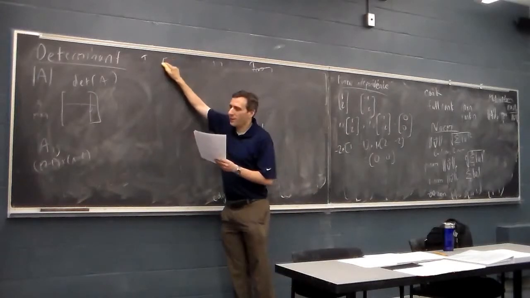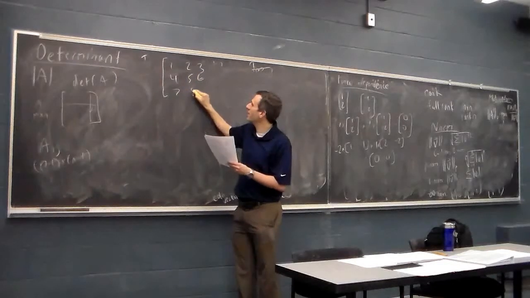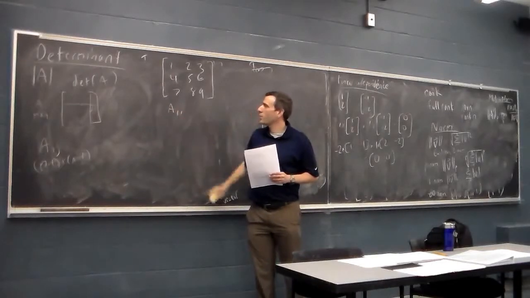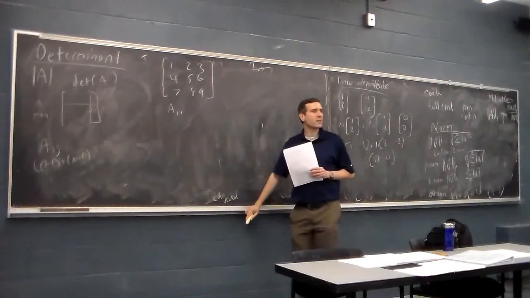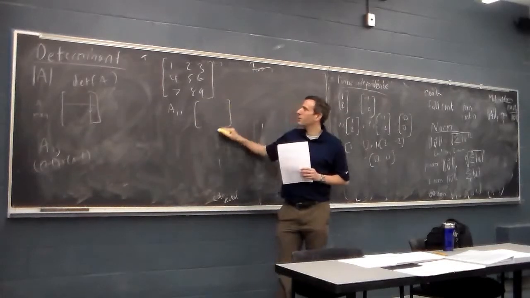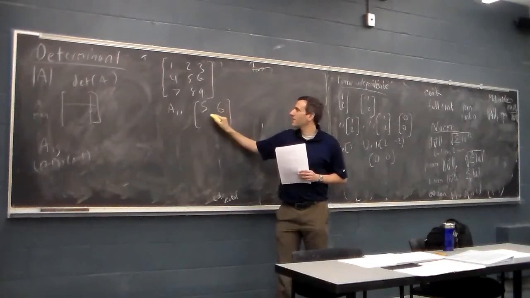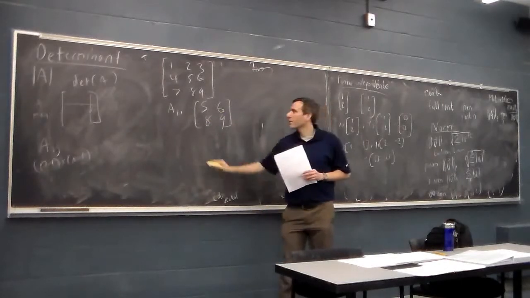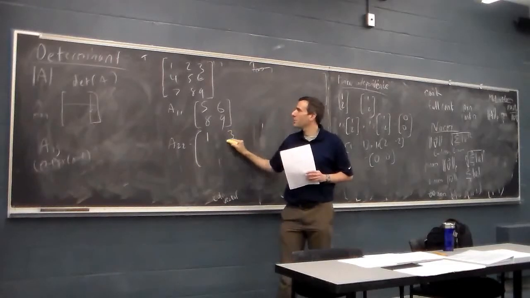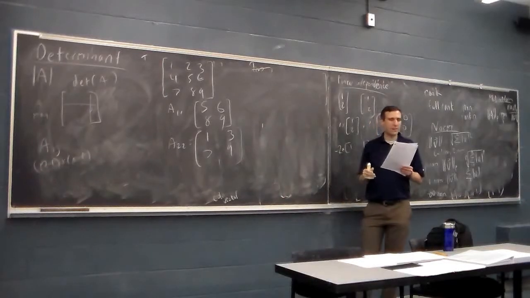So, for example, if we had the matrix 1, 2, 3, 4, 5, 6, 7, 8, 9, then we can define the submatrix A11. What would the dimensions of that be? Yes, this would be 2 by 2, and what would the elements be? 5, 6, 8, 9. And we could similarly define A22, that would also be 2 by 2, with elements 1, 3, 7, 9, and so forth. Right, so is this definition clear to everyone?